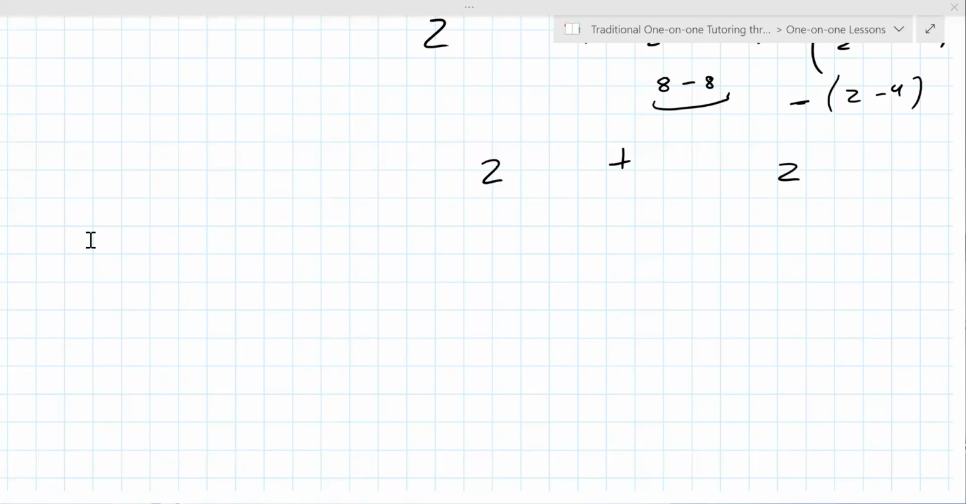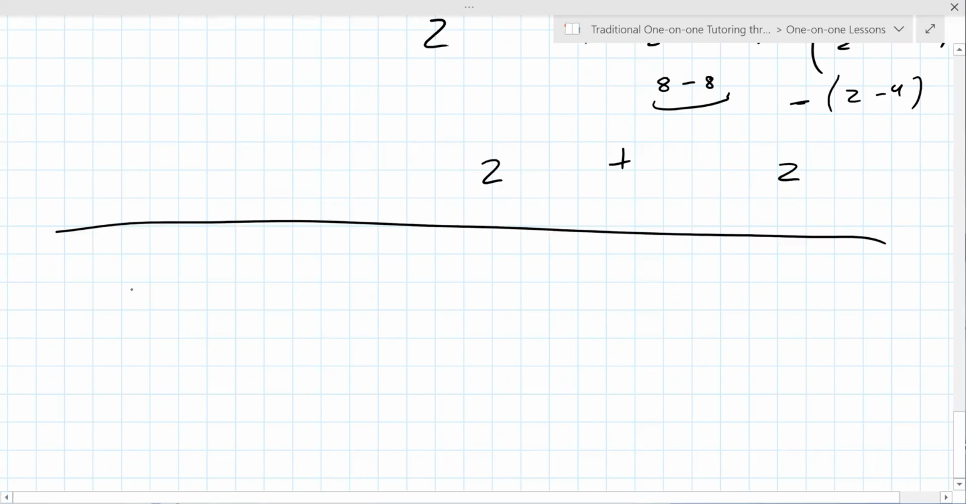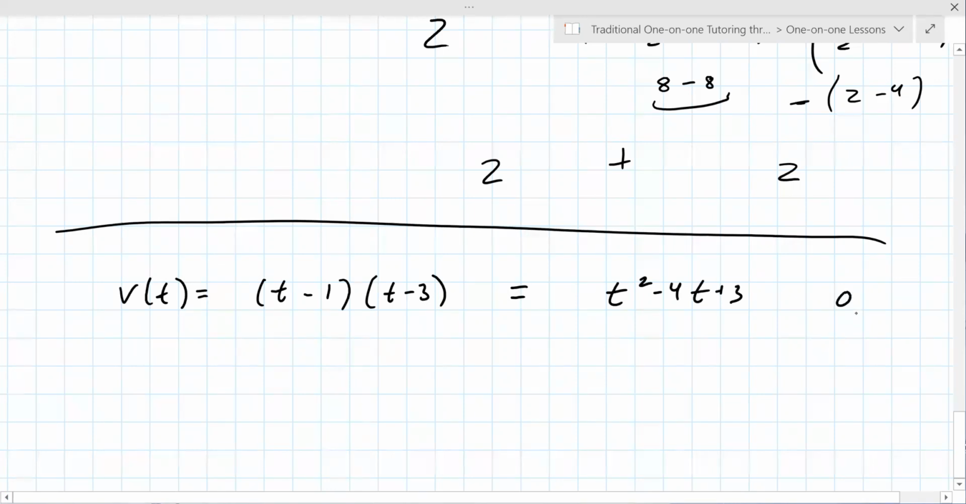All right, so let's try another one here. Let's say V of t. You had something like this on your midterm review, where whenever you factored it, you got t minus 1, t minus 3. So let's just expand. That would be t squared minus 4t plus 3. And let's just say we wanted to go from 0 to 4.